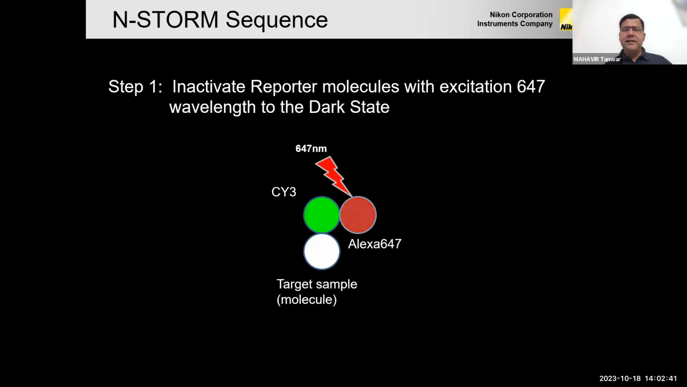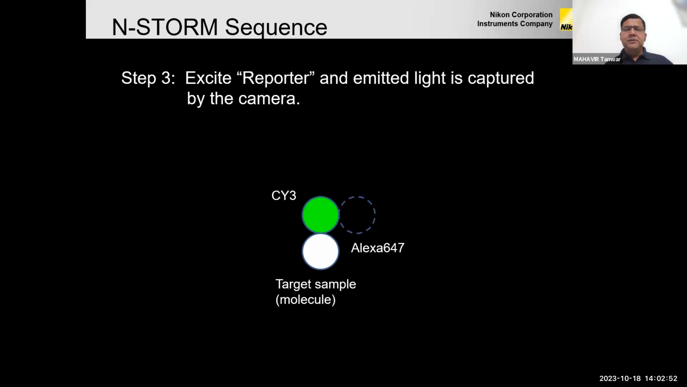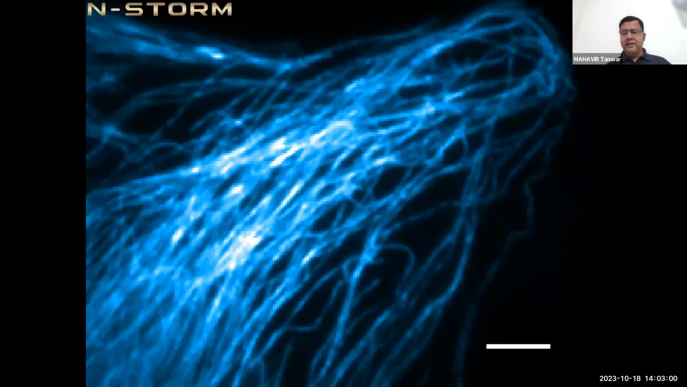So let's say when we irradiate the laser, it inactivates, right? Excite the activator molecule to energize the reporter. It's sort of a FRET, right, to ready state. So excite the reporter, light is captured by the camera. So 670 there, and then the camera captures the light. So basically, in a nutshell, you need to switch off everything, stochastically excite, and plot the center of those dots.